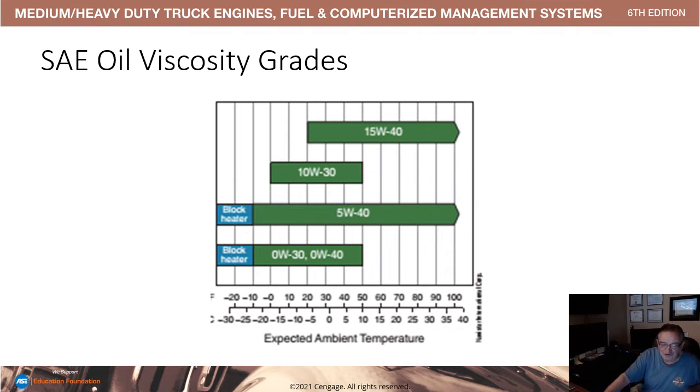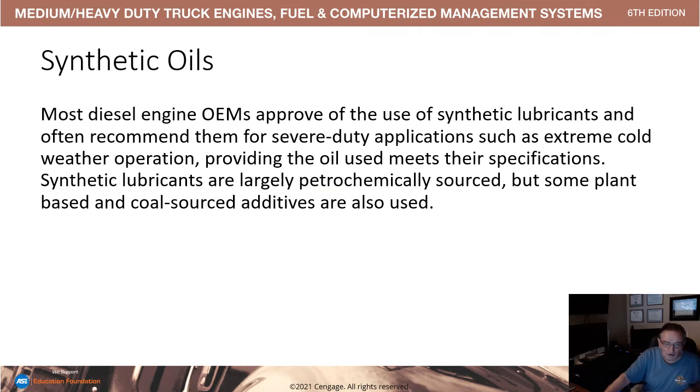Viscosity grades on the chart: obviously 0W-30 and 0W-40 are very popular in the colder climates. 5W-40 is a basic oil, and a typical fleet oil for most regions is 15W-40. The W stands for winter, not weight. So 15 is the winter weight, summer is 40. The W stands for winter. That's a test question.